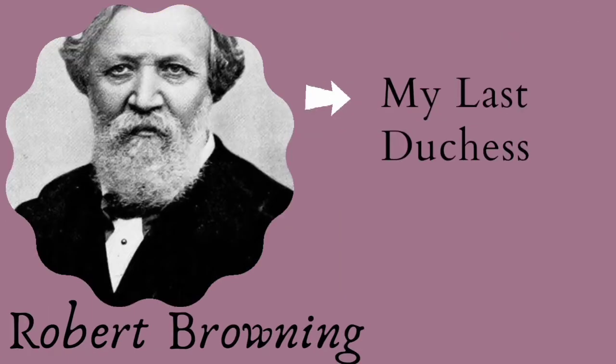The second one is Robert Browning. Robert and Alfred were notable poets in Victorian England. Robert wrote many poems, but one of the most popular is My Last Duchess, 1842.